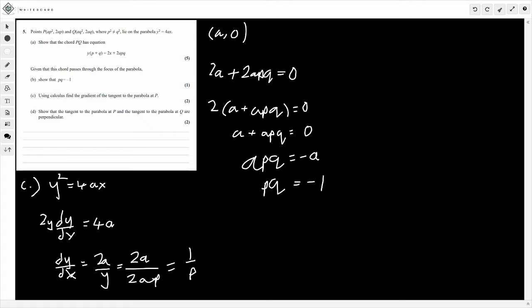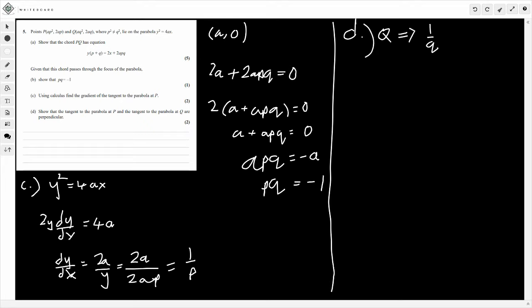And then finally for D, we should have enough room here. We have to show that the tangent to the parabola at P and the tangent to the parabola at Q are perpendicular. So we've just worked out the gradient of the tangent to the parabola at P. So we've got to think about this at Q as well now. For D, we need the gradient of the tangent at Q. Hopefully it's clear to see that it's going to be 1 over Q, because all we'd be doing is subbing 2aq in here. So it'd just be the exact same formula, but I'd get left with 1 over Q.